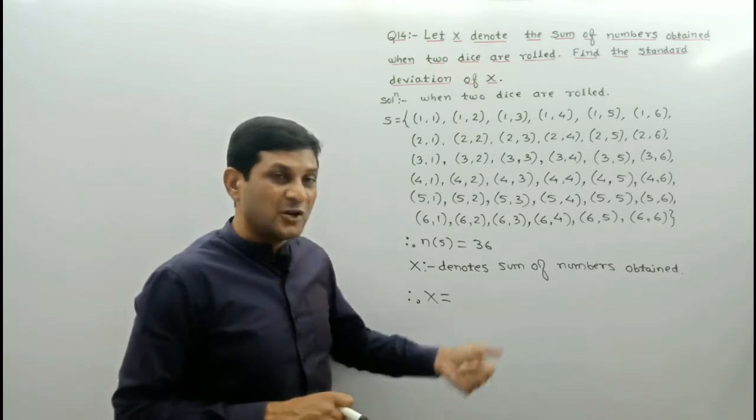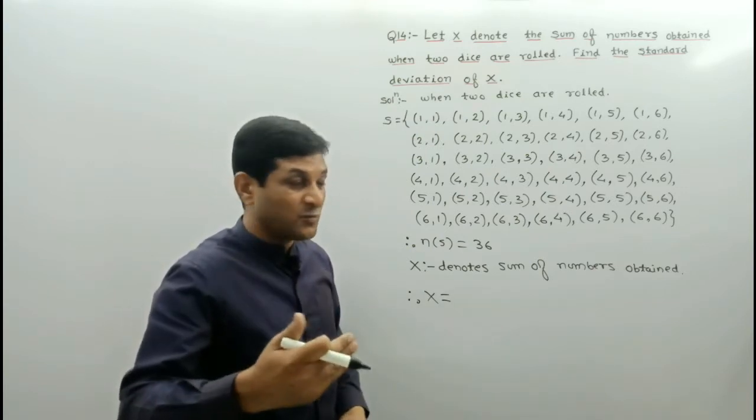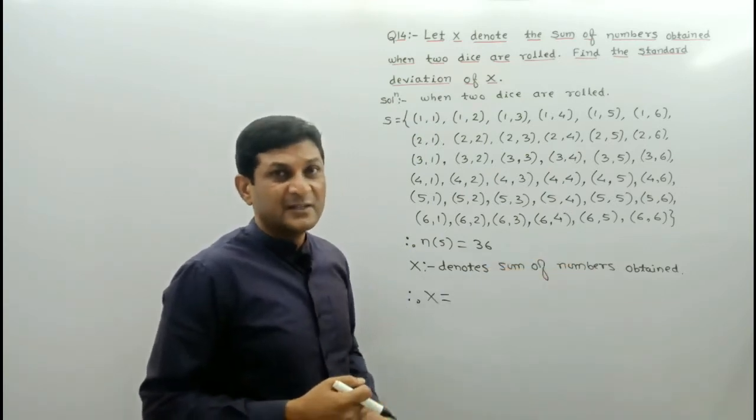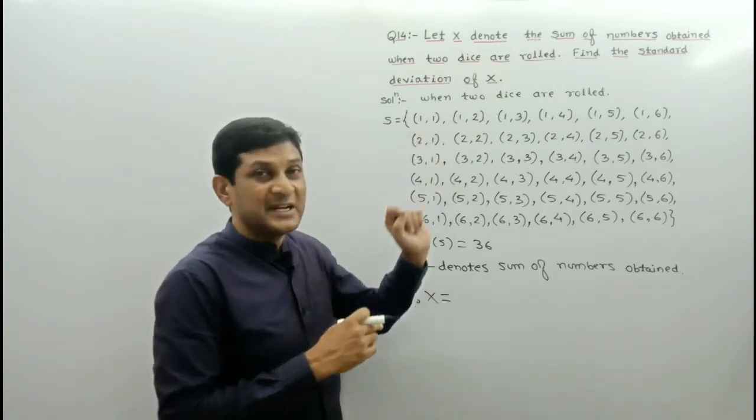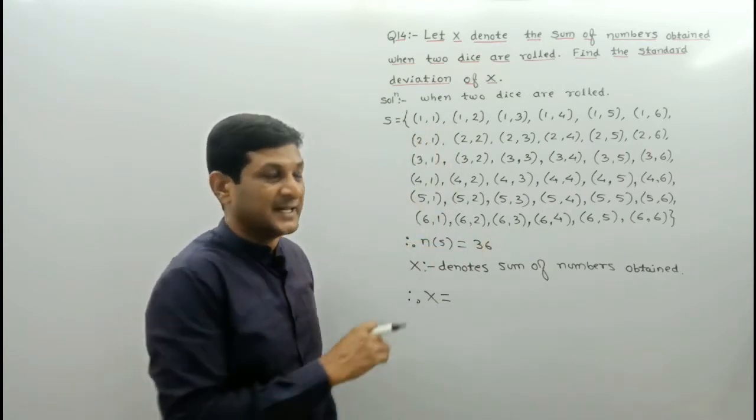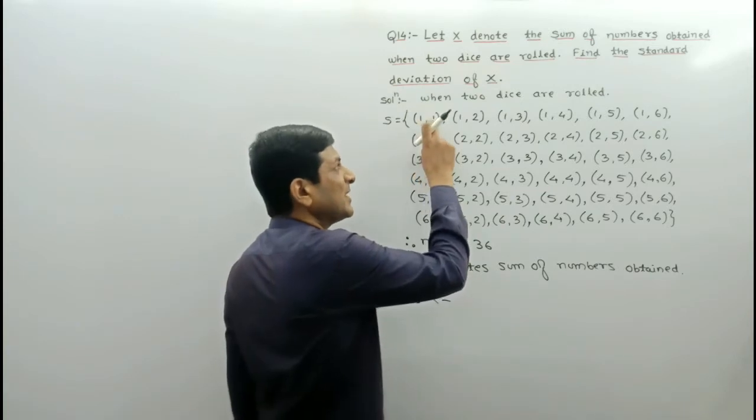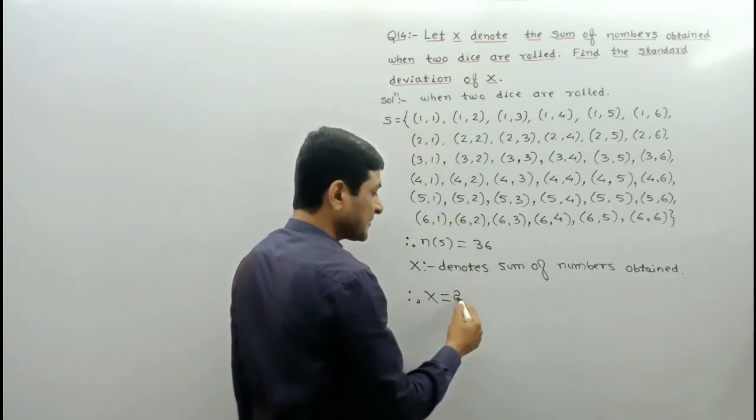means we are trying to find out possible values of x, where x denotes what? Sum of number obtained. So with every outcome, we will associate a real number. Here we have to find the sum. 1 + 1 will be equal to what? 2.